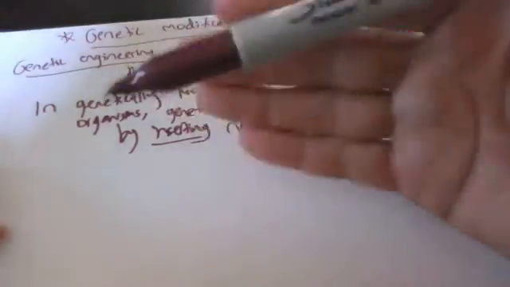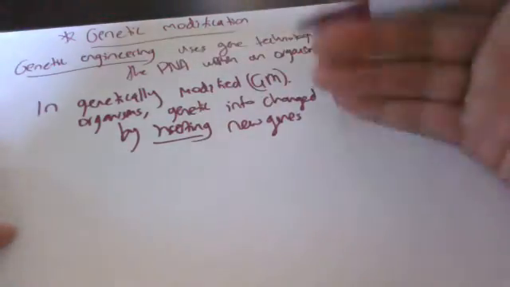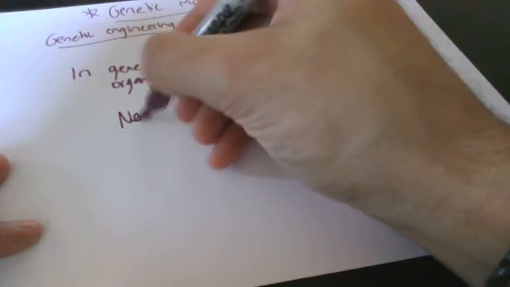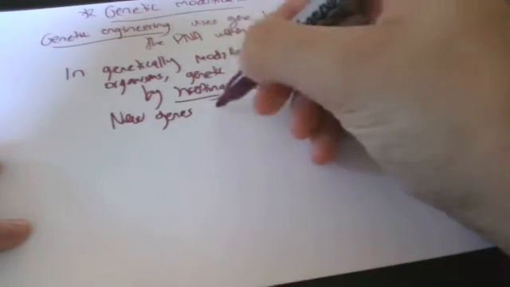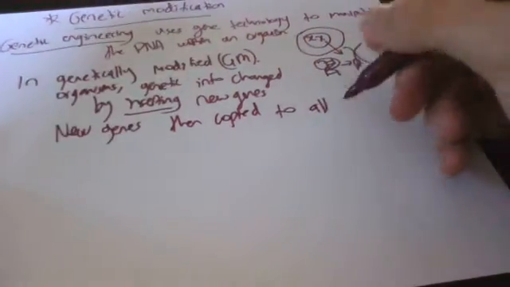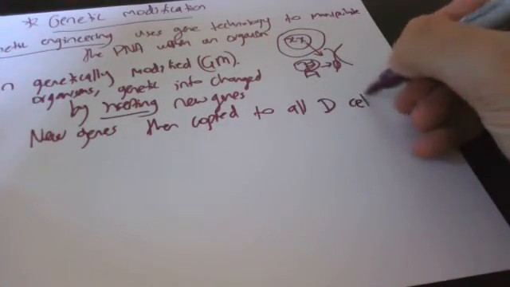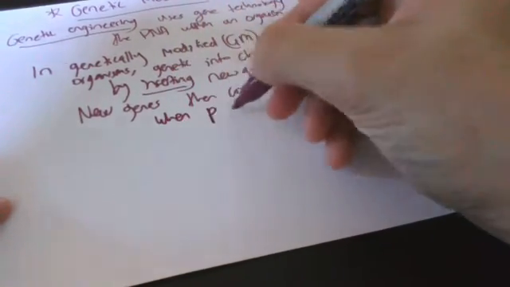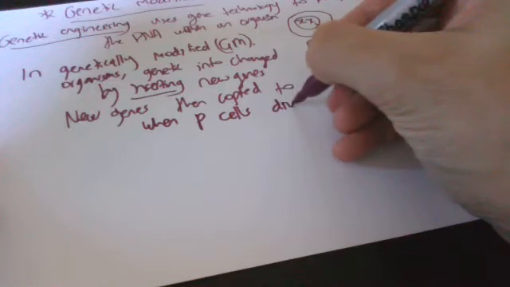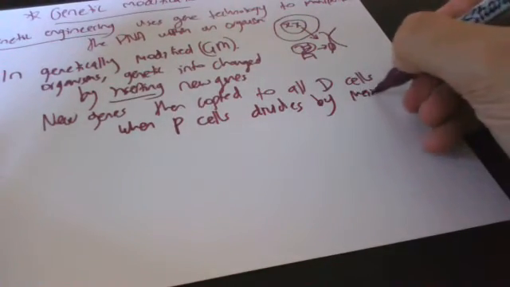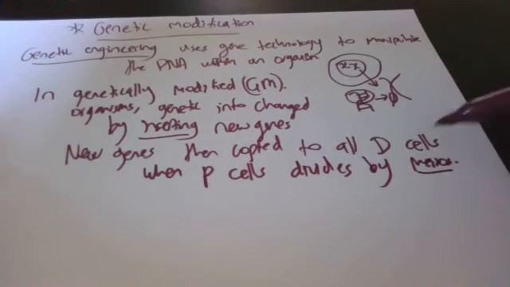Now these new genes are then copied to all the daughter cells when the parent cell divides by meiosis, in humans and animals, for example. I write capital D for daughter cells, and P for parent cells. Meiosis, remember, is cell division with the gametes, the sex cells.